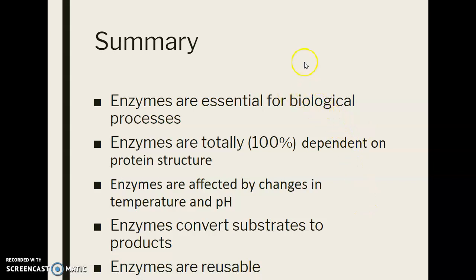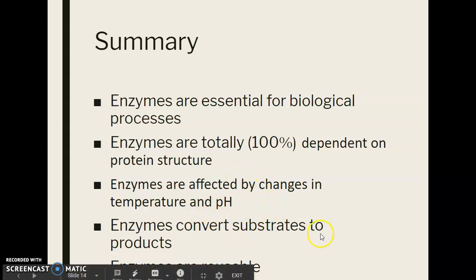So in summary, enzymes are essential for biological processes. They're totally dependent on their protein structure. They're affected by changes in temperature and pH. They convert substrates to products, or reactants into products. And they are reusable.